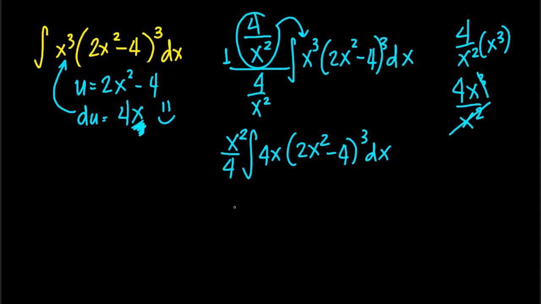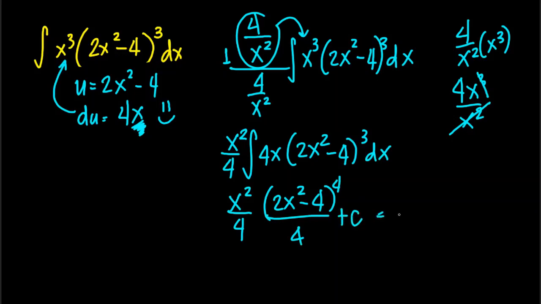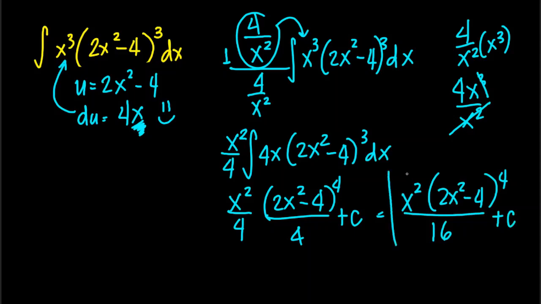Requirements are set. Our integral is x squared over 4, and then (2x squared minus 4), the 3 becomes 4 over 4, plus c. Okay. So simplifying, x squared times (2x squared minus 4) raised to 4 all over 16, plus c.